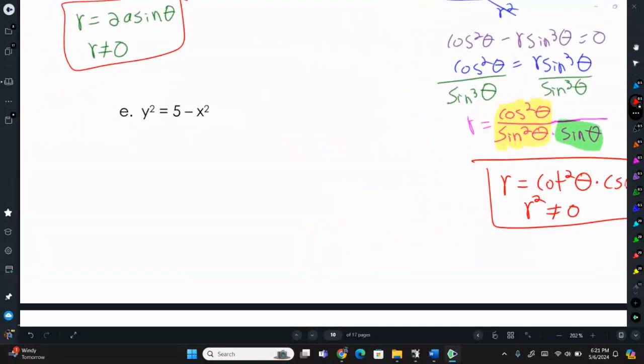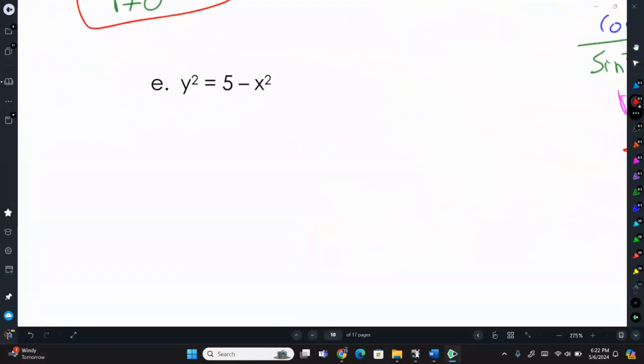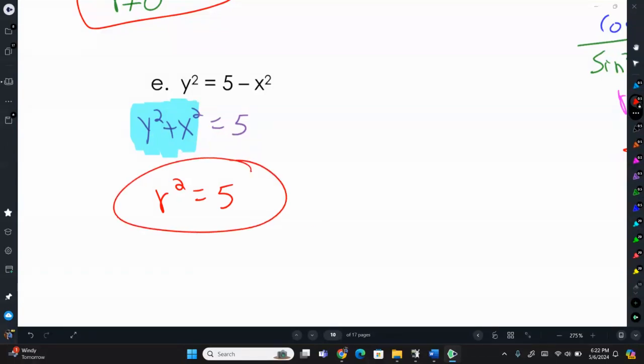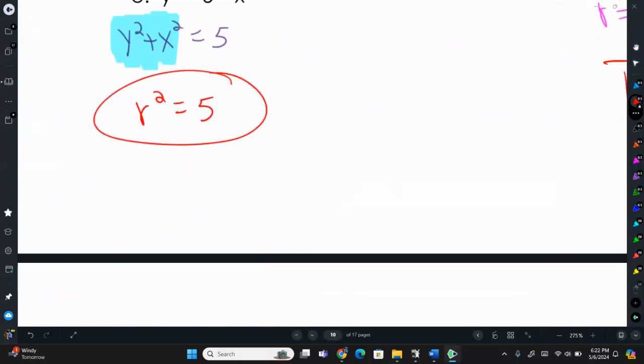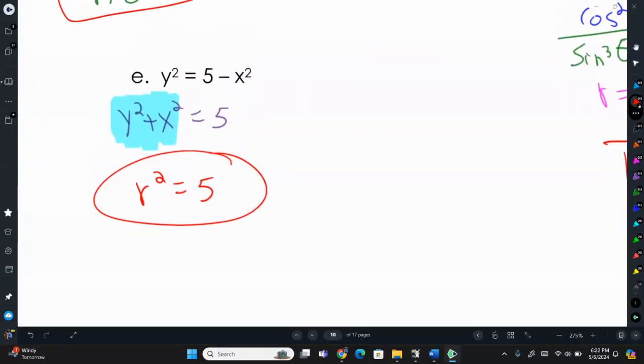All right, then letter E, y squared equals 5 minus x squared. If we add x squared to both sides, well, x squared plus y squared is the same as y squared plus x squared. So r squared is equal to 5, which is something we're allowed to do. We said up here that we need to get r or r squared by itself. So this is an acceptable answer.